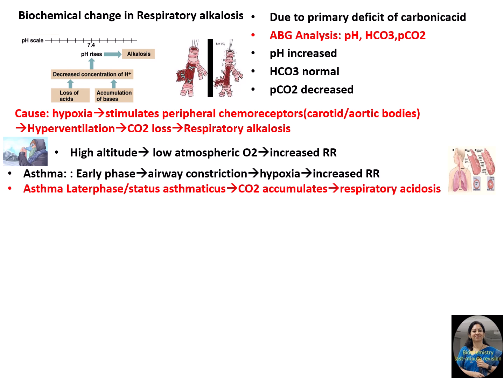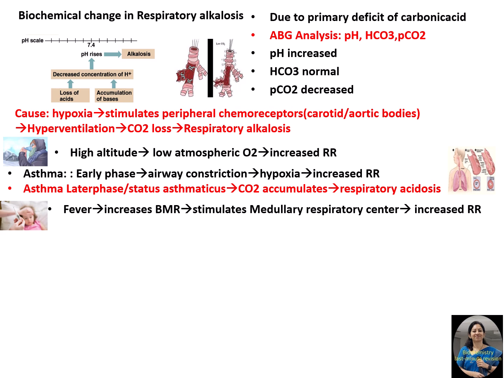Next condition is asthma. The early phase is characterized by airway obstruction, leading to development of hypoxia, increased respiratory rate and alkalosis. What we need to note is the later phase of asthma, or severe asthma, or status asthmaticus. Here the carbon dioxide accumulates, resulting in development of respiratory acidosis. Early phase of asthma, there is respiratory alkalosis, and in severe asthma, there is respiratory acidosis.